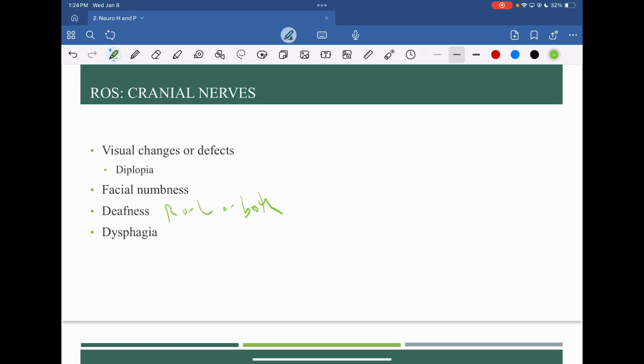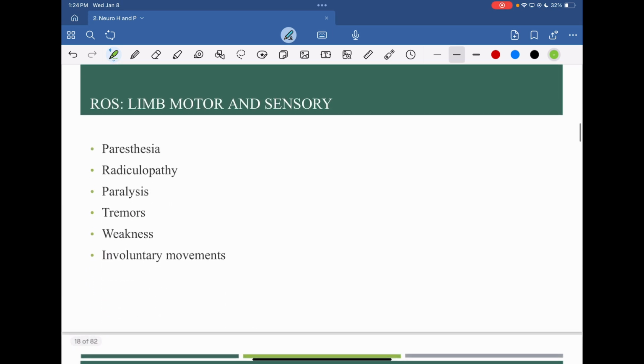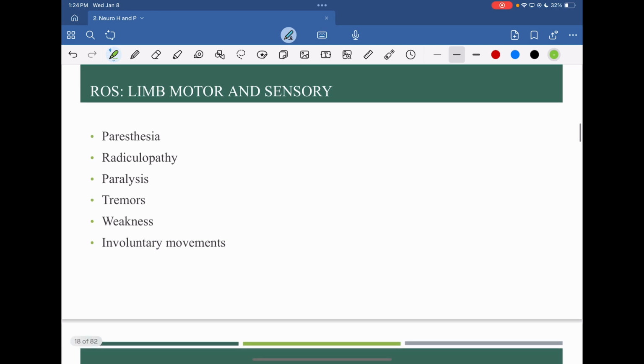Weber and Rinne. Okay, because they're having hearing problems. If they weren't having hearing problems, would you want to do a Weber or Rinne on them? No, you don't. You don't need to do it. They're not complaining of any hearing problems. Limb, motor, and sensory. So any paresthesias.